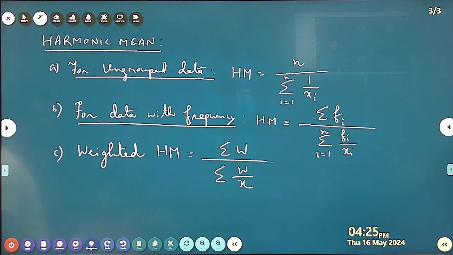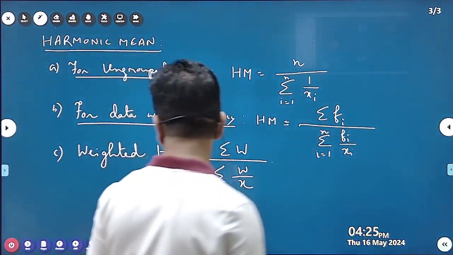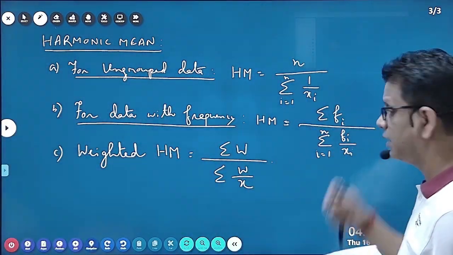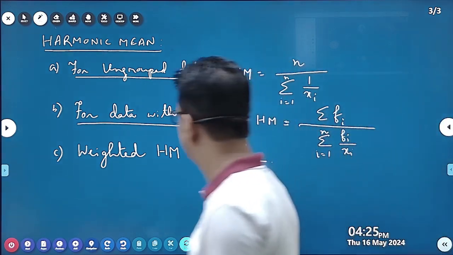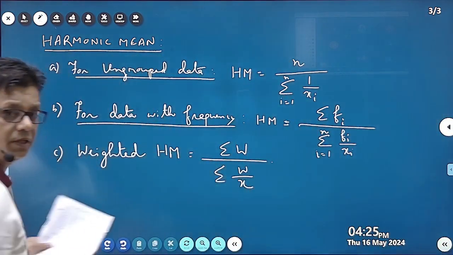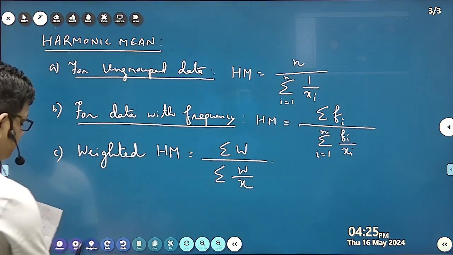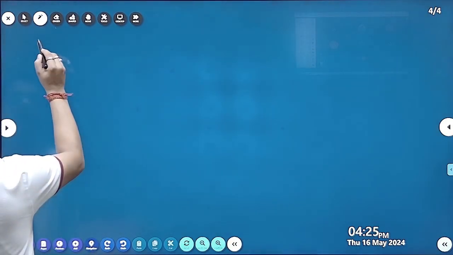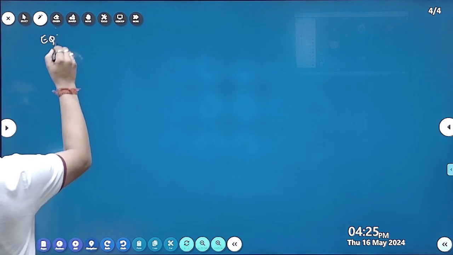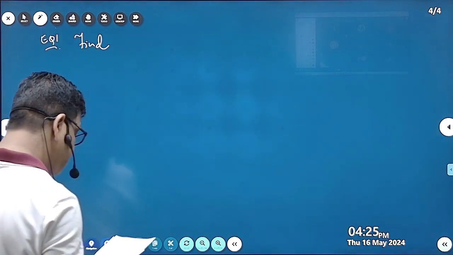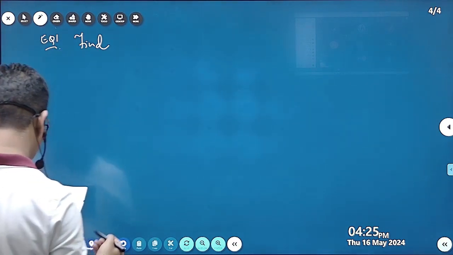Ready? I'll explain one by one. They are again not difficult. Just the last one you need to understand: what weighted stands for in weighted harmonic mean. Is it done? Can I start? So let me take some examples. Example number one. Finding these is easy, but there are many topics, so you should not get confused with all the topics.